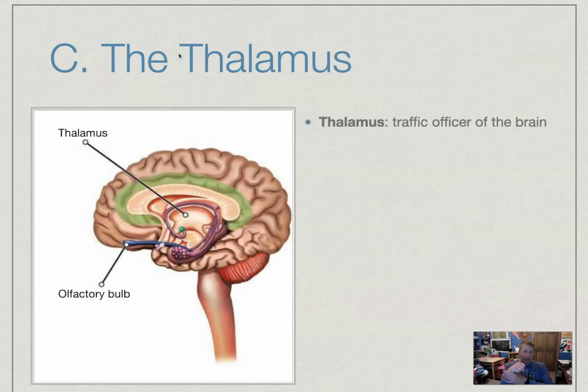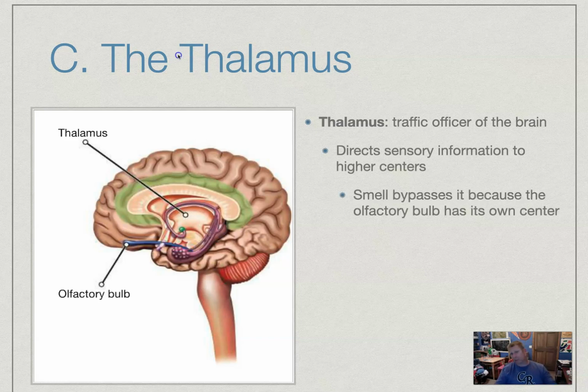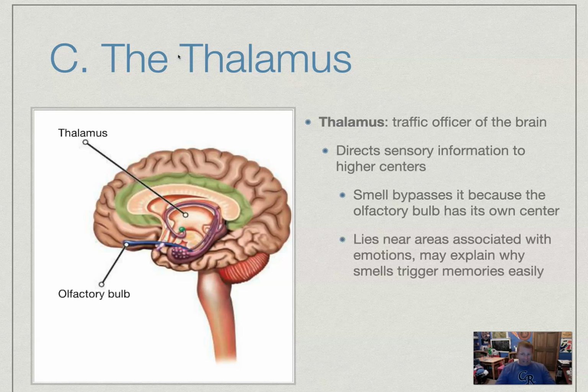Next, we're moving up into what we would call the midbrain now. We have the thalamus, who's the traffic officer of the brain. It directs sensory information to the higher centers, except for smell. Smell bypasses it because our olfactory bulb is hardwired right into the brain. It has its own center. It lies near the areas associated with emotions. It may explain why smell triggers memories very easily.